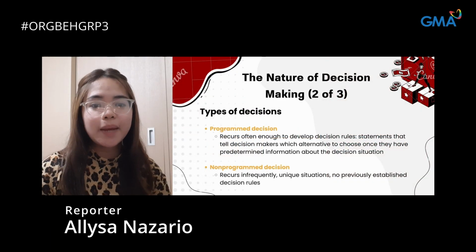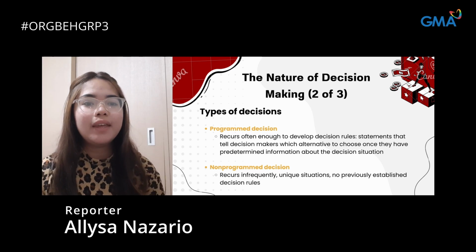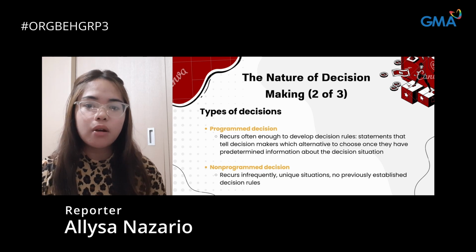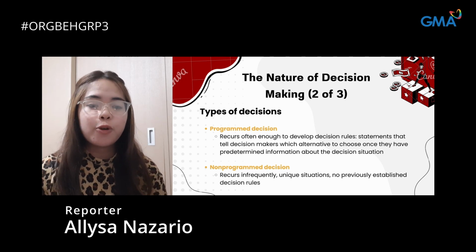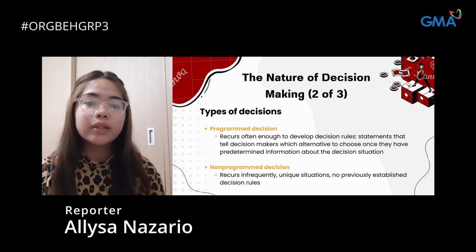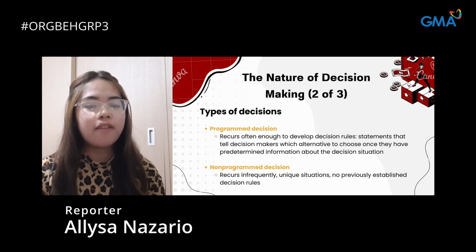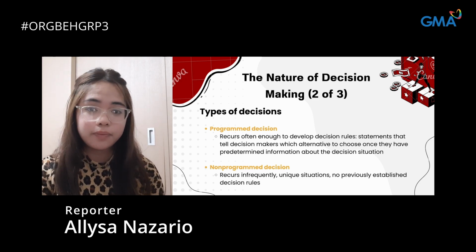So here are the types of decisions as continuation of decision-making's nature. It says here that a decision can be programmed or non-programmed decision. So programmed decisions are routine decisions that frequently develop decision rules with statements that consider guides, rules, or policies on which alternative to choose once they have a predetermined information about the decision situation.